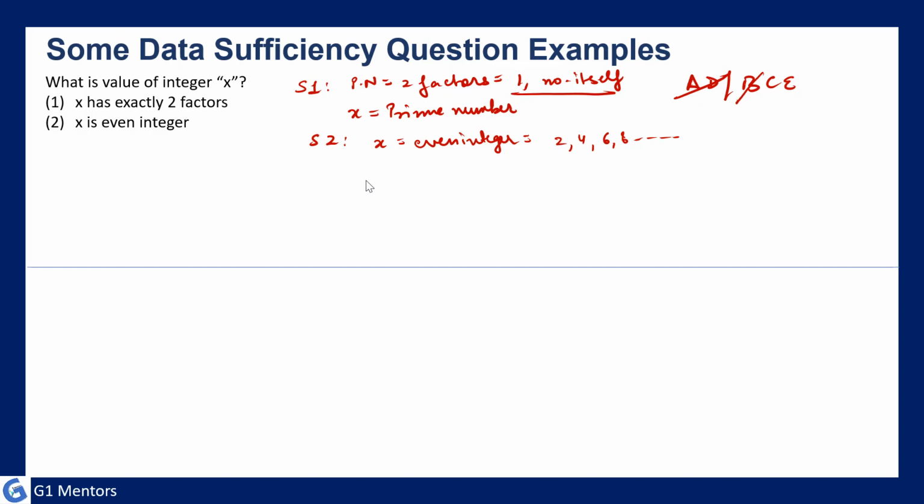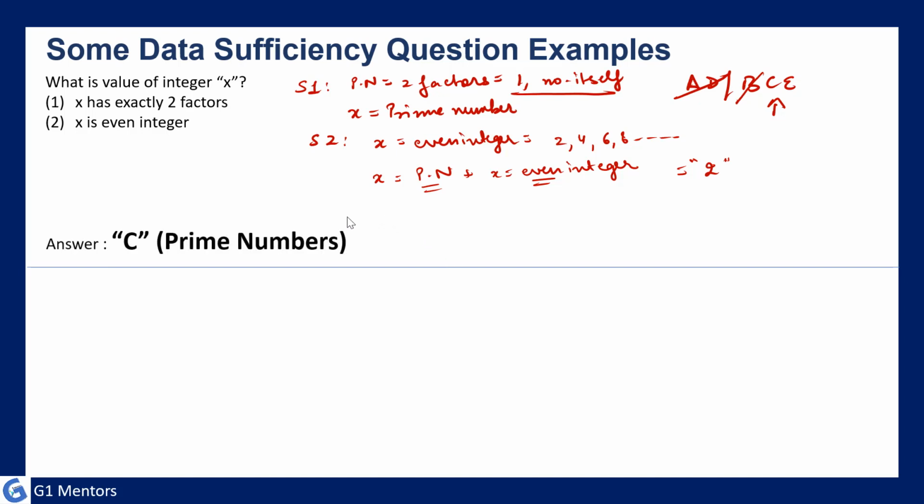If we combine S1 and S2, we get that x is a prime number and x is an even integer, and we know that the only prime number which is even is 2. So by statements 1 and 2 together, we are able to get the solution. So for this, C is the answer. By the properties of prime numbers, we are able to solve this data sufficiency question.